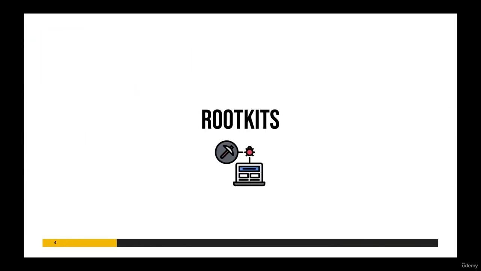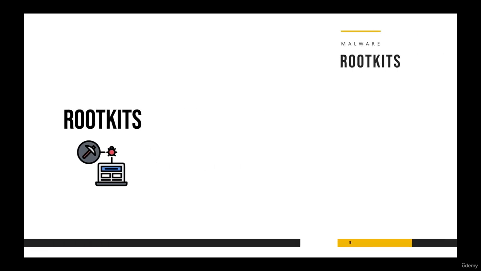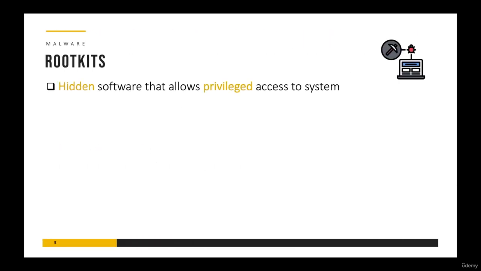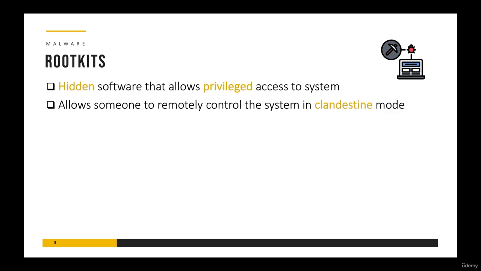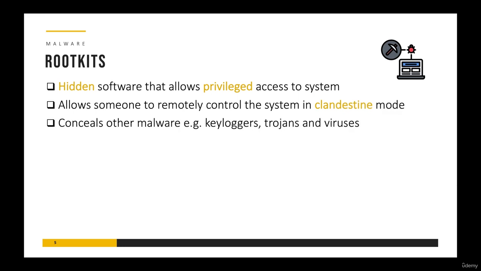Next we have rootkits. This is a type of malware which embeds itself deep into your system, is difficult to detect and very difficult to remove as well. Rootkits are basically hidden software that allow privileged access to the system. So the keywords are hidden and privileged access. They allow someone to remotely control the system in clandestine mode. They conceal other malware such as keyloggers, trojans, and viruses.